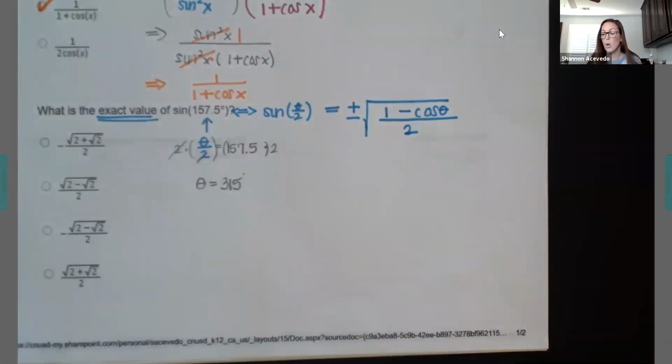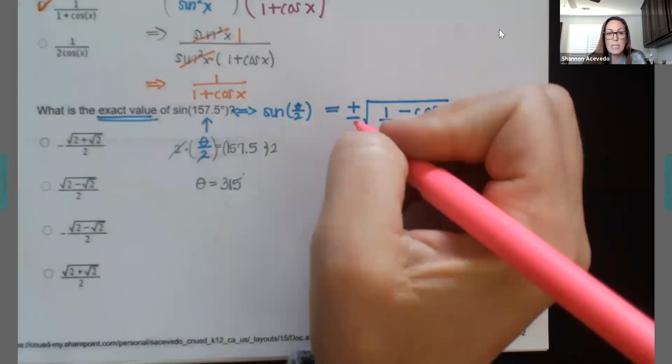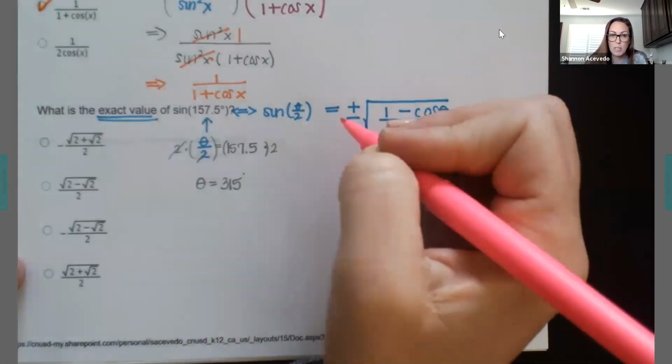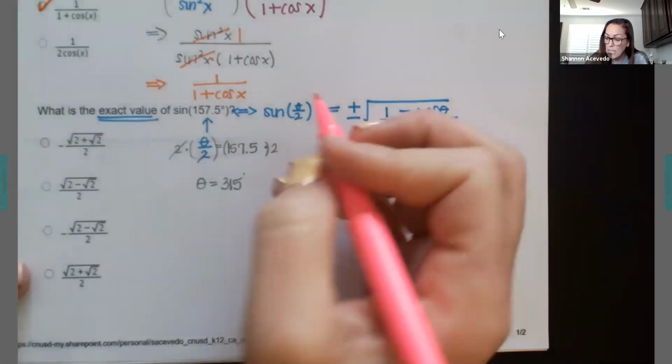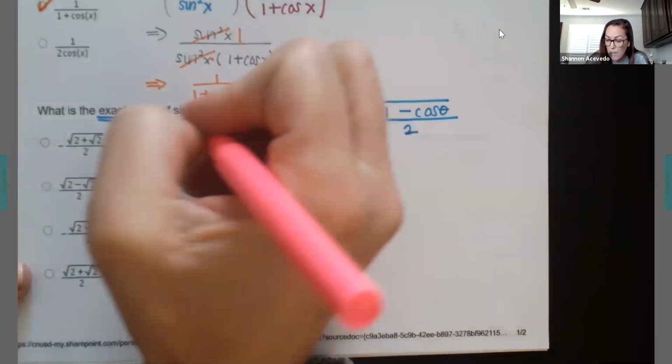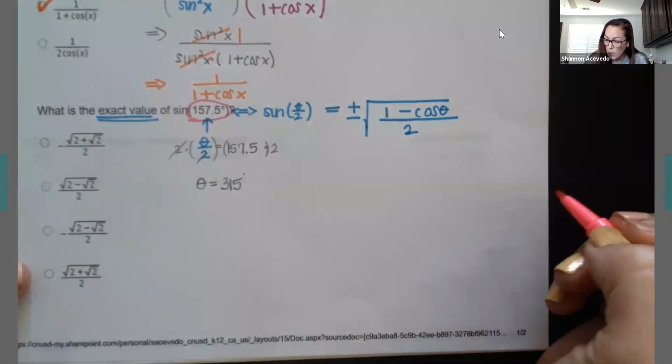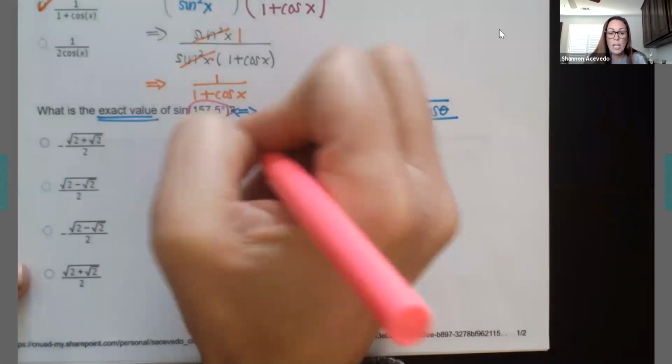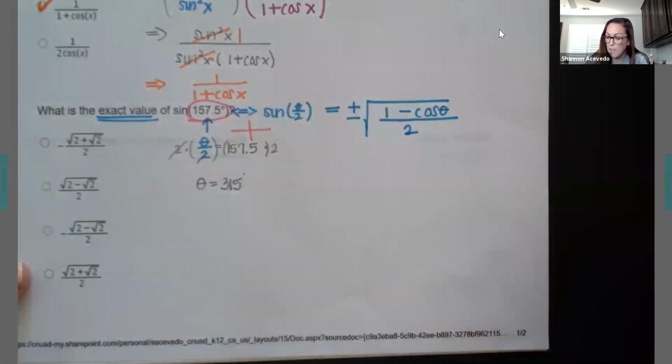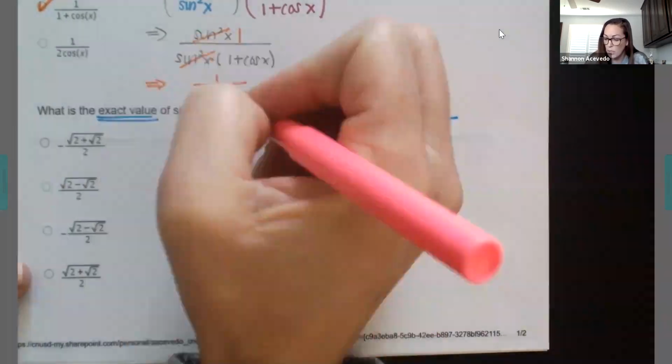All right, so I need to figure out, is this going to be a plus or minus? How do I know if it's going to be plus or minus? Well, we're looking for sine of 157.5 degrees. So if I look at my quadrants, 157.5 would be in quadrant 2.